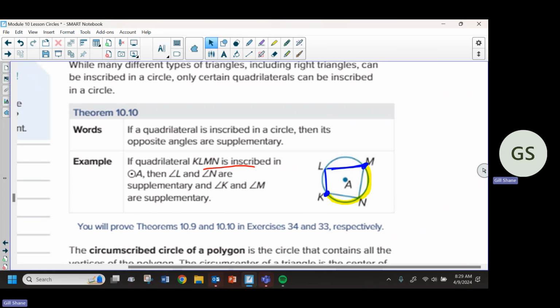Well, now let's talk about the angle on the opposite side. Because again, they're talking about the opposite angles in a quadrilateral. That's what the theorem is saying. So the opposite angle is angle N, right? So angle N, I draw it out. Endpoints are K and M, right? So that's the arc associated with angle N.